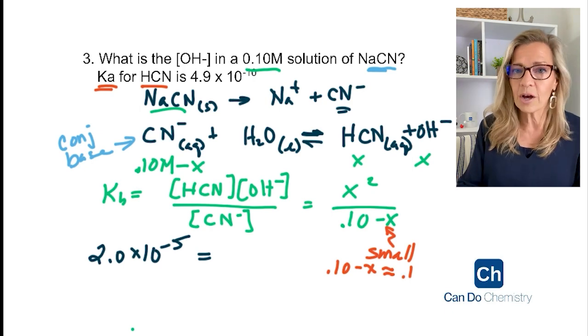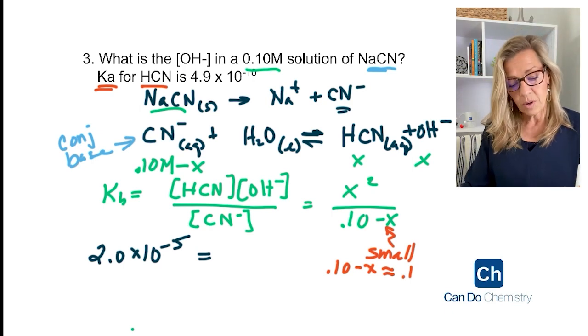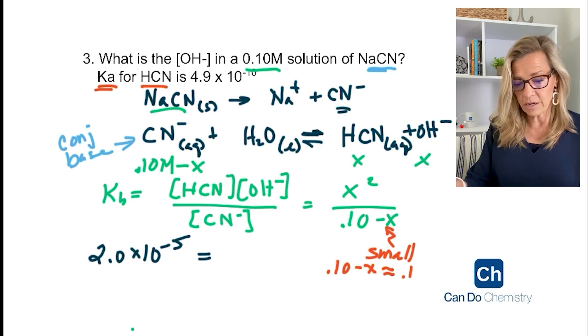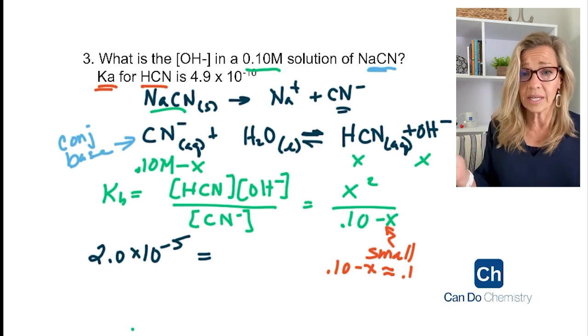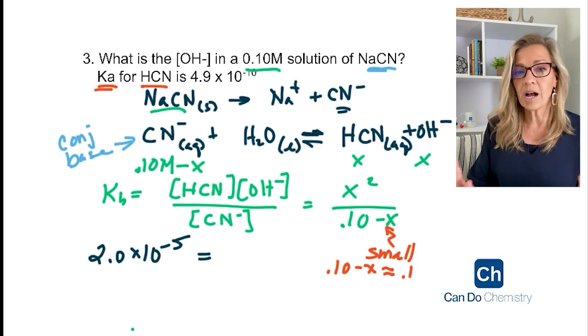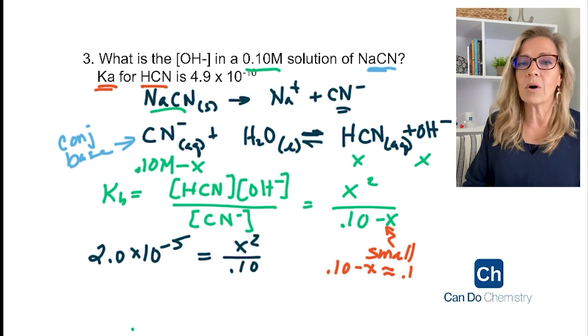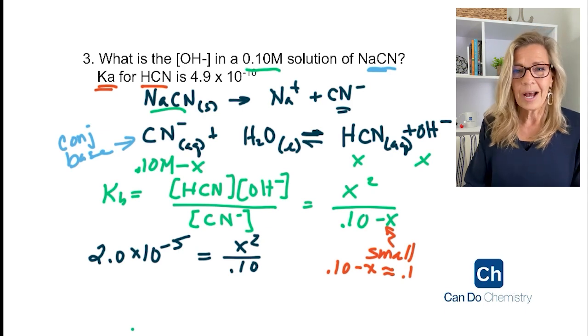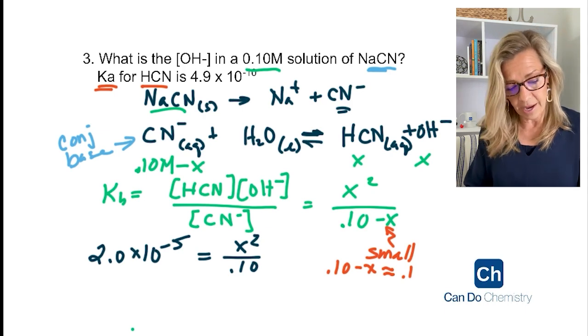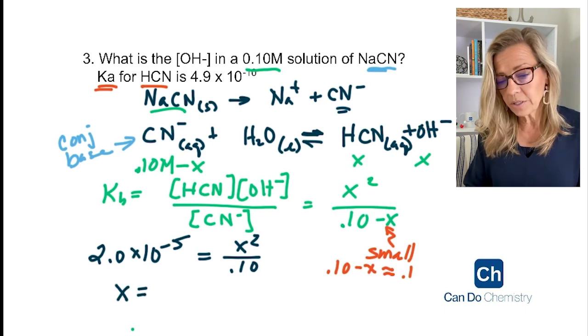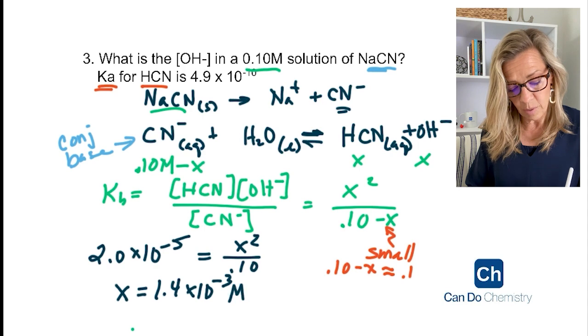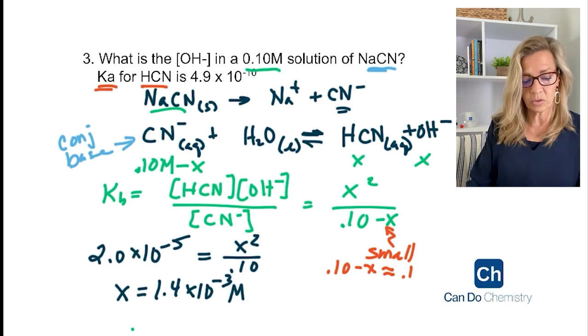Okay, so how do I know that x is going to be so small? Well, the Kb is pretty small, and so I know that x is going to be what I would consider insignificant. So if we can drop that minus x, that makes the math a lot simpler. And so we would solve for x squared over 0.1. Can you always do that? No, you can't. But in this case, I think it's going to be a-okay. And so when we solve for x, we're going to get 1.4 times 10 to the minus 3rd molar.